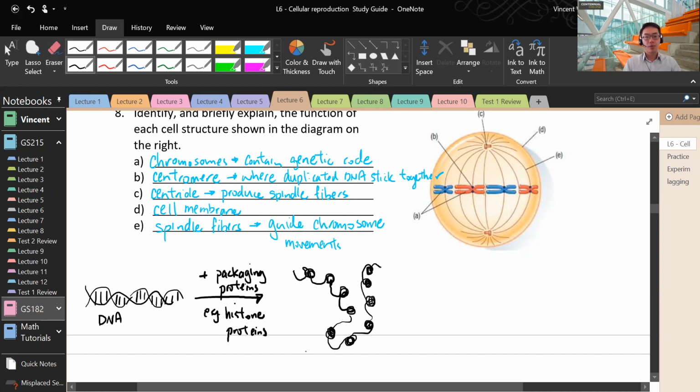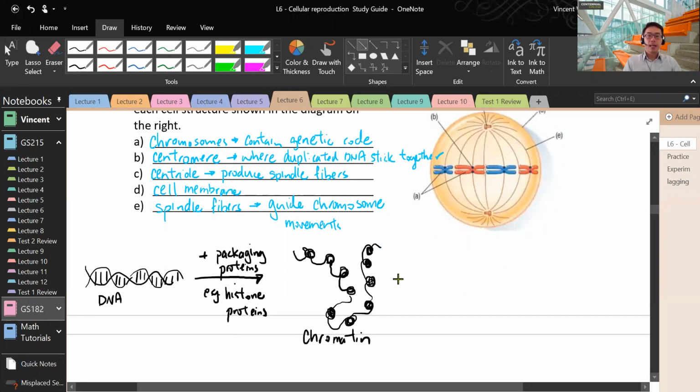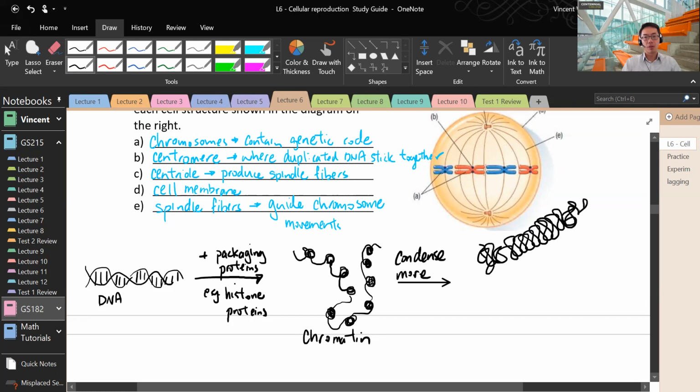This we call chromatin. It is DNA with packaging protein. And then during DNA replication, during mitosis, we are going to condense even more, with more packaging protein. And ultimately, it's going to condense together into what we are familiar with.